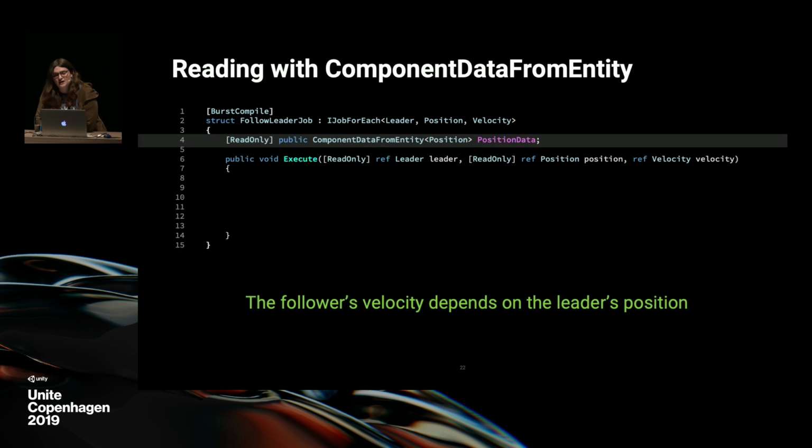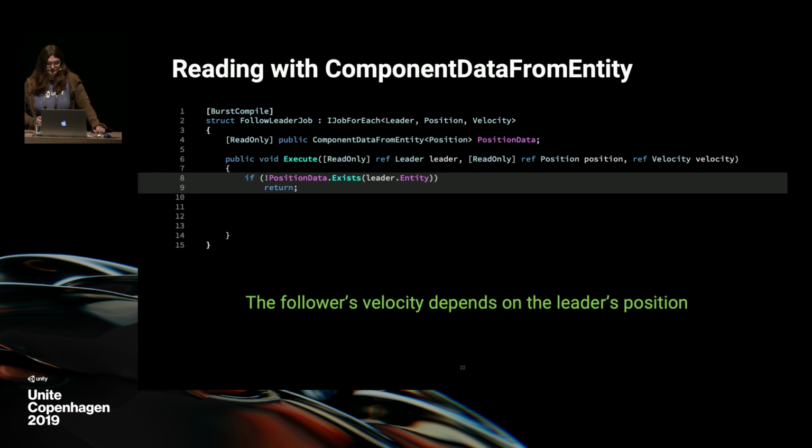Component data from entity takes in an iComponent data type for its type argument. That's the data that you're going to be accessing using it. In this case, we'll need to read the position of our leader, so we'll use the position component here. We're only reading the data on the leader. We don't write to it, so we have to mark it read-only. Next, we can use component data from entity to check if our leader actually has a position component using the .exists function. If it doesn't, then we can't perform the transformation. I decide to just return here. It's pretty simple. In your own application, maybe you make this an error or you assert on it.